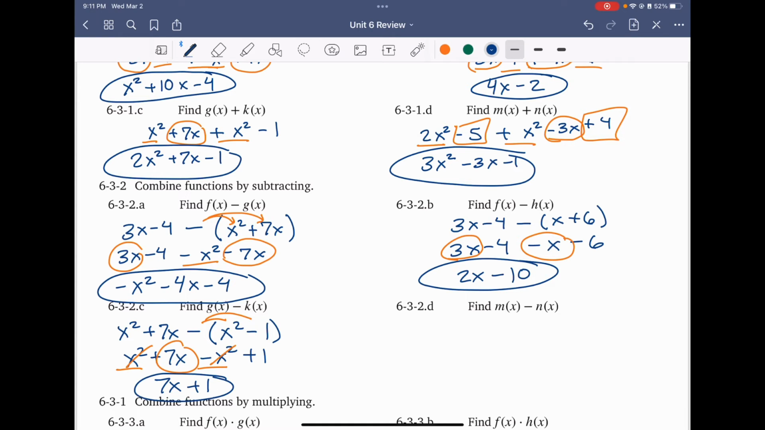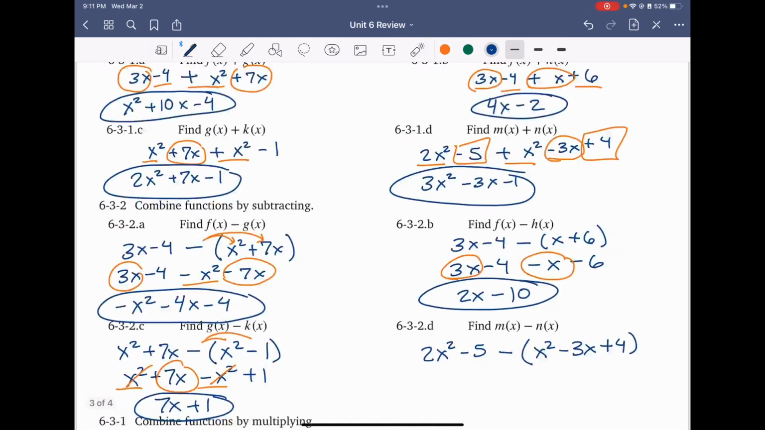All right, last one, m of x. And m is 2x squared minus 5. And then we're subtracting n. And n is x squared minus 3x plus 4. I think, let me make sure. Yep. All right.